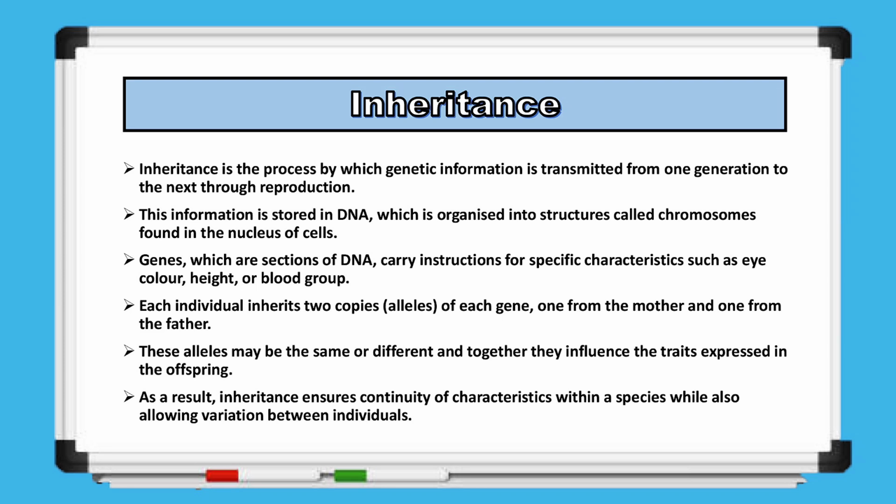This genetic information is stored in DNA, which is organized into chromosomes located in the nucleus of cells. Genes are segments of DNA that contain instructions for specific traits such as eye color, height, and blood group. Each individual inherits two alleles for each gene, one from the mother and one from the father. These alleles may be identical or different, and together they determine how a characteristic is expressed in the offspring. In this way, inheritance maintains continuity of traits within a species while also allowing variation among individuals.